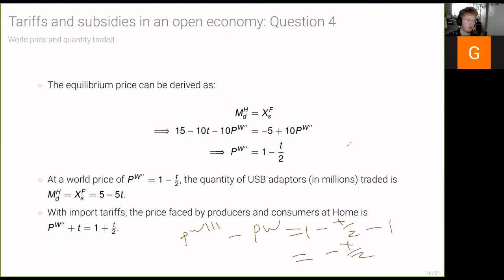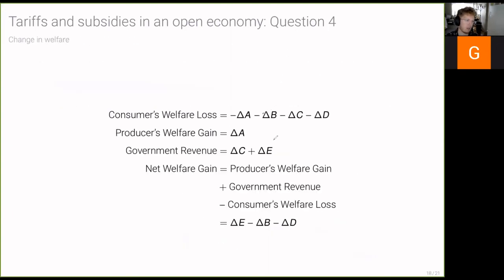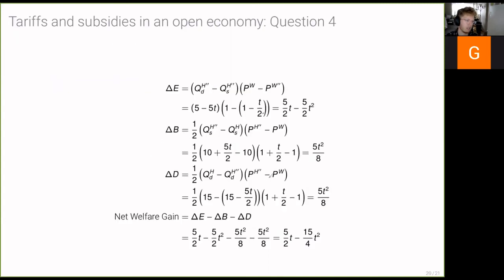And then finally, we want to figure out the new world price plus t. So this is the price borne by producers and consumers minus the world price, and that's going to be t minus 1 plus t over 2 minus 1, and so that's going to be positive t over 2. So those are going to be the heights of areas A, B, C, E, B, and D.